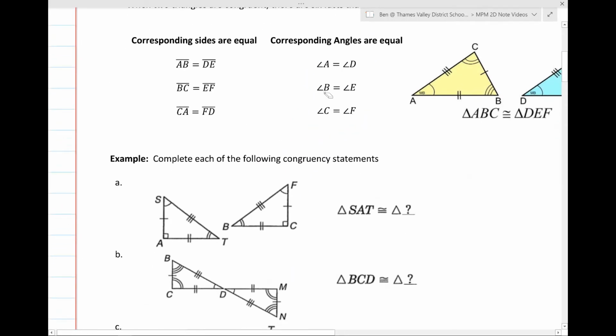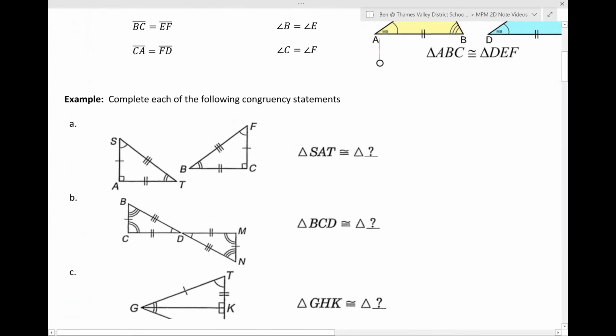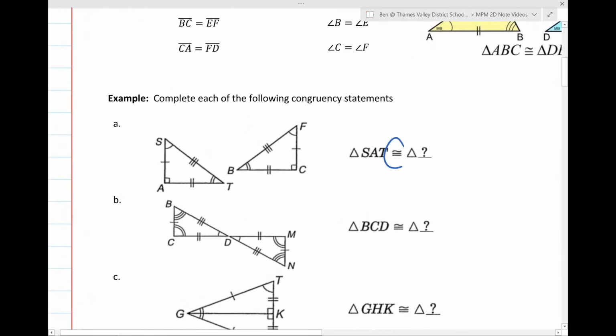Now, moving forward, let's complete the congruency statement. So again, you see this symbol that we just wrote up above. This means congruent. Now, SAT, that's one triangle. So the triangle, there's our triangle symbol. The triangle SAT, that's right here, starts at S, then goes to A, and then T, will be congruent to this other triangle, and we need to label it in the same order.